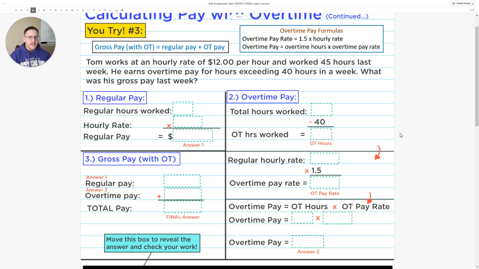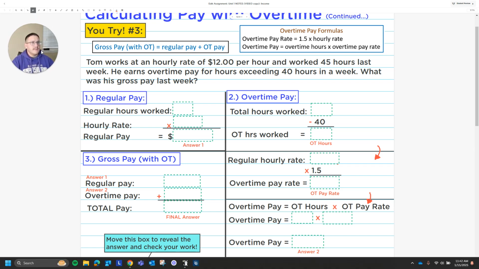Practice is always best, and you learn better by going through the problems, making those mistakes, and then correcting those mistakes as you go. Life is all about mistakes and what you do to learn from them. So, you try number 3.